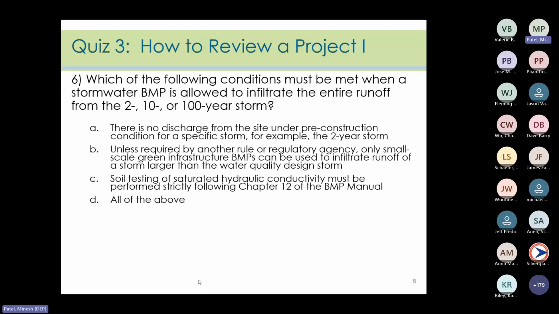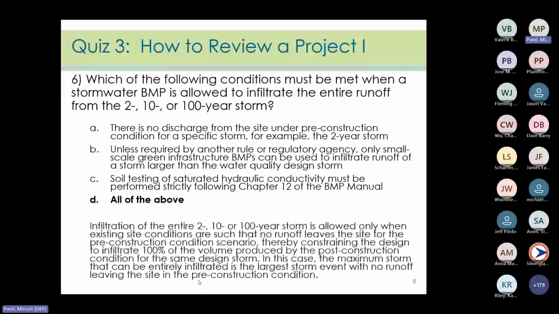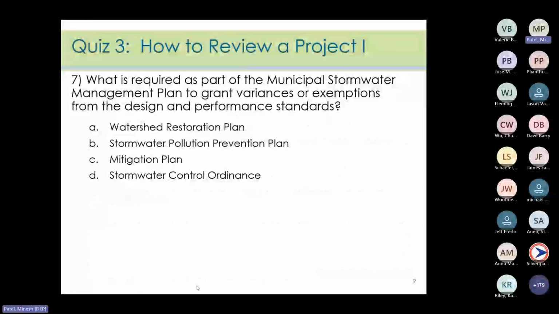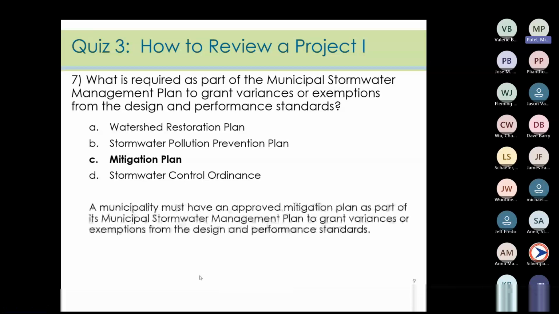Question 6, which of the following conditions must be met when a stormwater BMP is allowed to infiltrate the entire runoff from the 2, 10, or 100-year storms? And the answer here is D, all of the above. Question 7, what is required as part of the municipal stormwater management plan to grant variances or exemptions from the design and performance standards? And the answer here is C, mitigation plan.